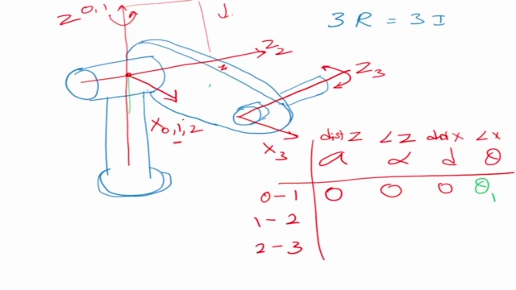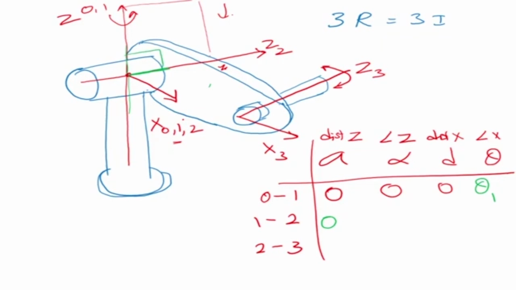Next, we see the relation between the first frame and the second frame. What is a? a is the distance between the z-axes. Where is the second frame? It is here. Where is the first frame? It is here. They're intersecting at a point, so there is no distance between them. Now what about the angle? z2 and z1 have a 90-degree angle between them.